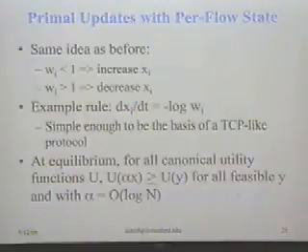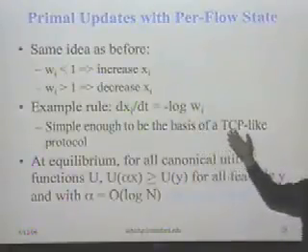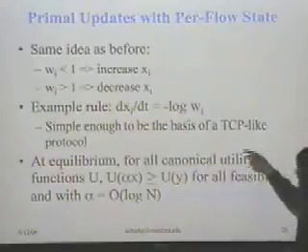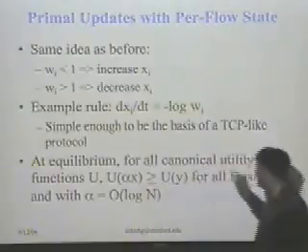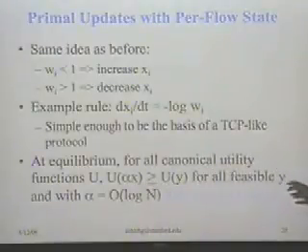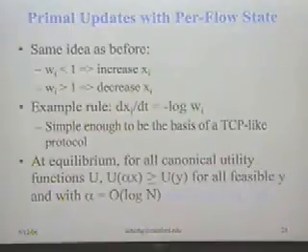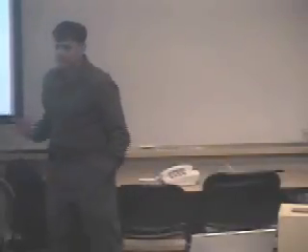So for those of you who have seen any papers by, say, Kelly or Low et al., they write down rules for dxi by dt, which are actually at least as complicated as this. Right? But at equilibrium, if this thing gets into equilibrium, and we can prove there's a unique equilibrium, then for all canonical utility functions, you'll have u alpha x is equal to uy for all feasible y, with alpha equal to order log n. So essentially this pricing based algorithm gives you the same guarantee as the original distributed algorithm and the centralized algorithm and so on, right? And in fact recently we managed to show that it also converges pretty fast.